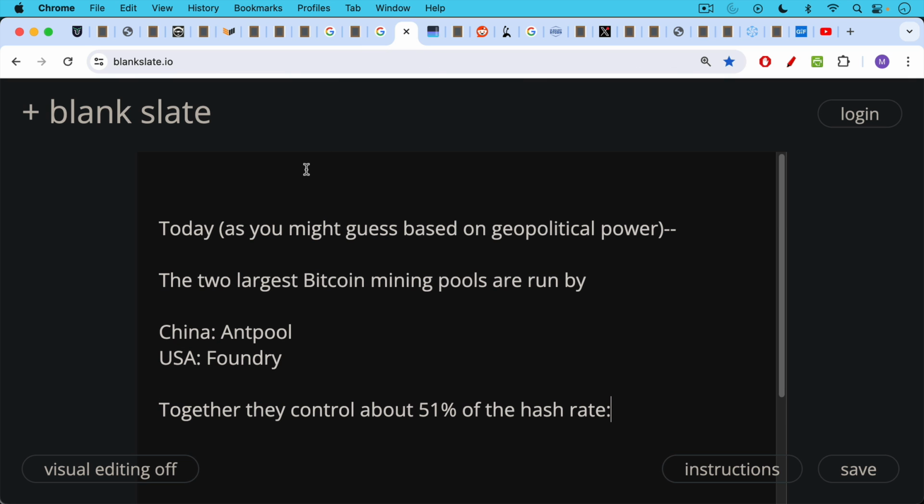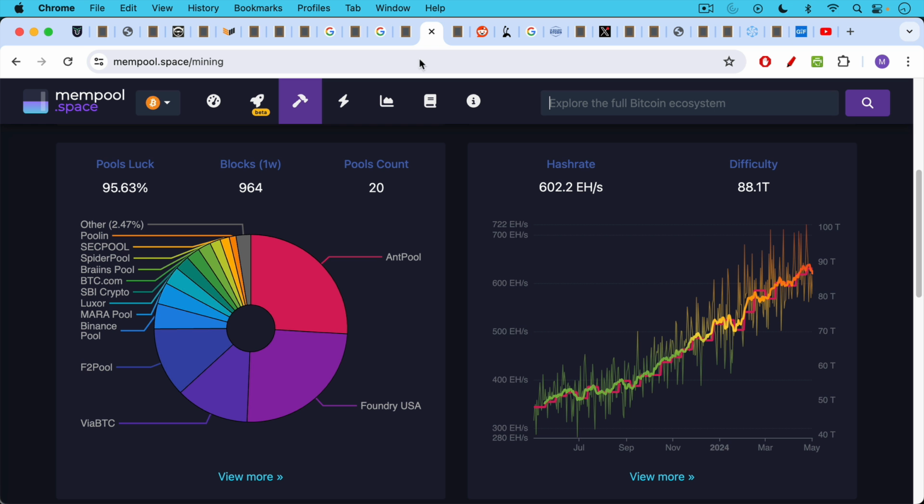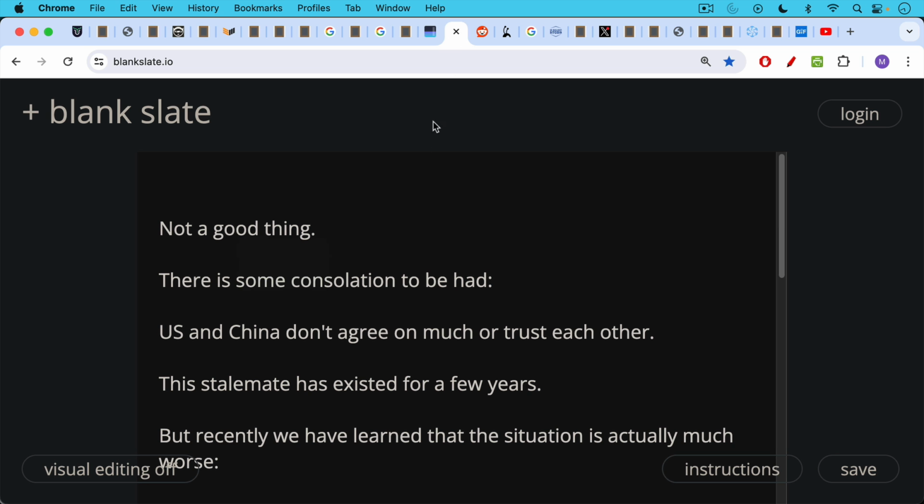Now today, as you might guess, based on the geopolitical power dynamics, the two largest Bitcoin mining pools are run by China and the US. China runs AntPool, the US runs a mining pool called Foundry. Together, they control about 51% of the hash rate, unfortunately. We can see on mempool.space here, here's AntPool at 25.93%, and here's Foundry USA at 24.69%. And then you have all these other mining pools.